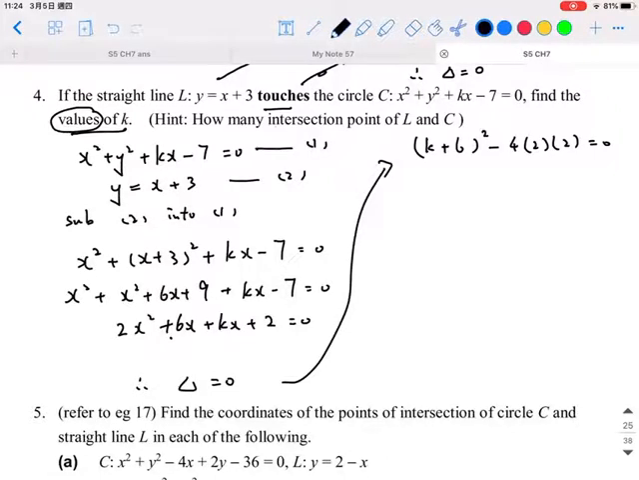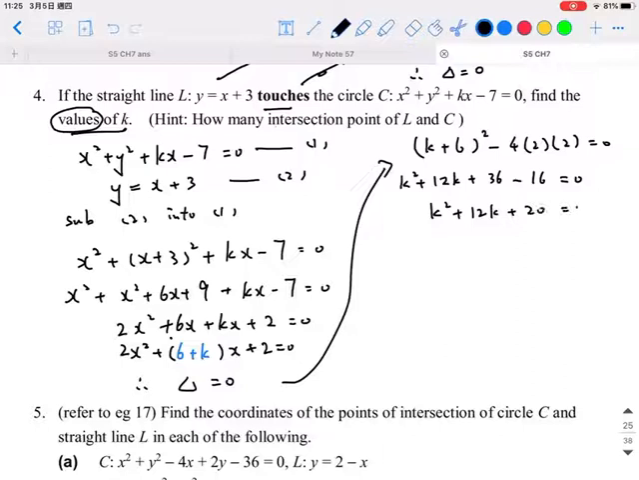Okay, I write it down in another format. So it's 2x squared, and I try to take out the common factor of x. So it's (6 plus k)x and then plus 2, which is equal to 0. After that, how to solve for k is not difficult. It's k squared plus 12k plus 36 minus 16 equals 0, and k squared plus 12k plus 20 equal to 0. So k is equal to -2 or -10. So that's the end of question number 4.